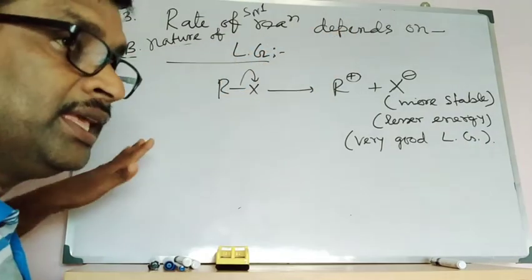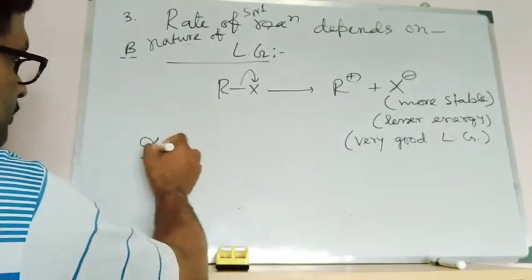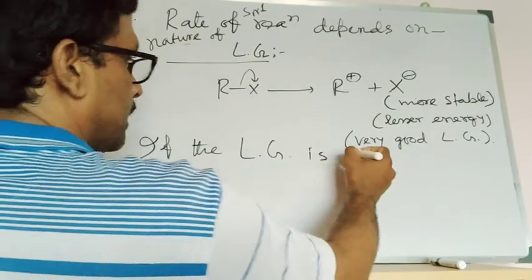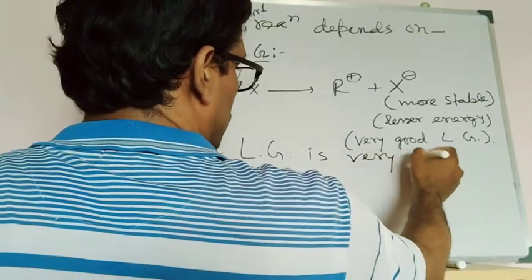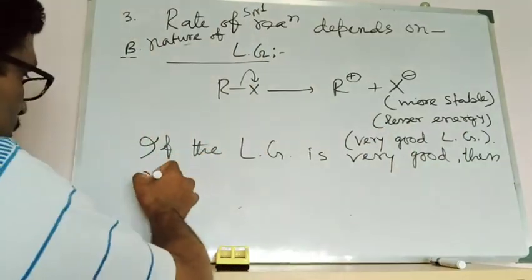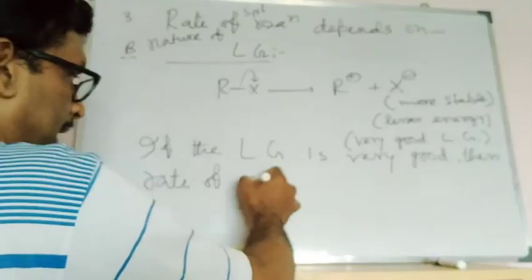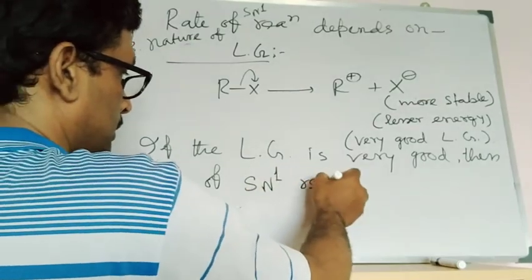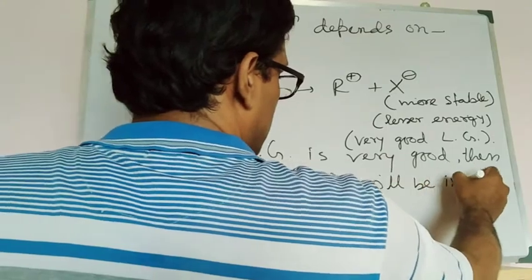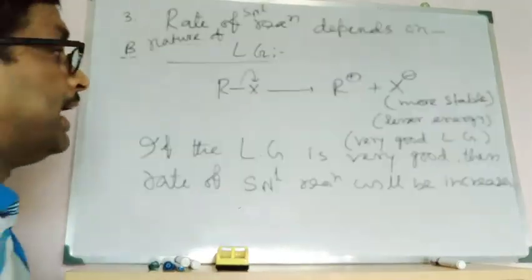So what is the dependency of this? If the leaving group is very good, the rate of SN1 reaction increases. Yes or no? The rate of SN1 reaction will increase.